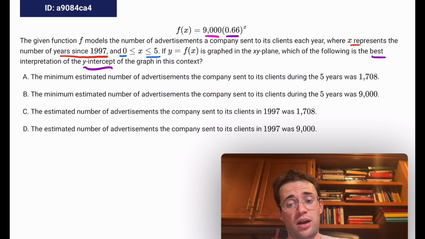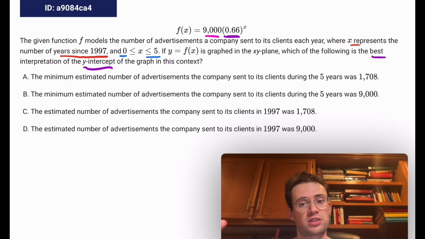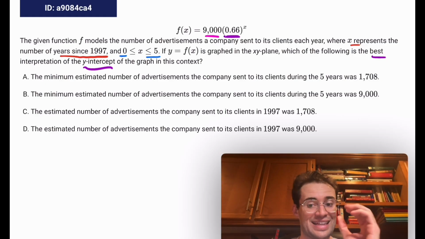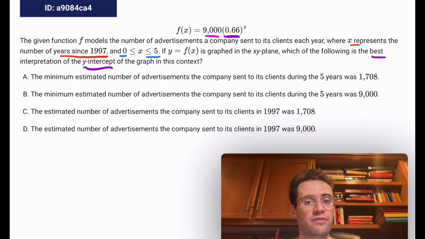You could type that in your calculator if you don't feel certain, but anything to the 0 power is 1, so this whole decay factor turns into 1. 9,000 times 1 is 9,000. So when x is 0, that's in 1997, the number of advertisements is 9,000. Just looking for something like that.